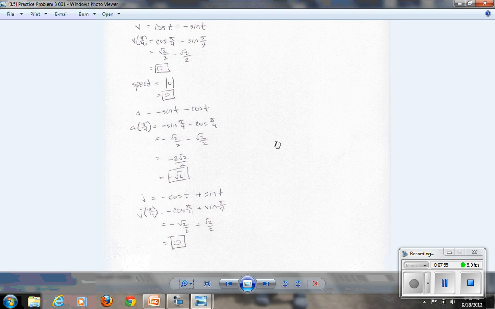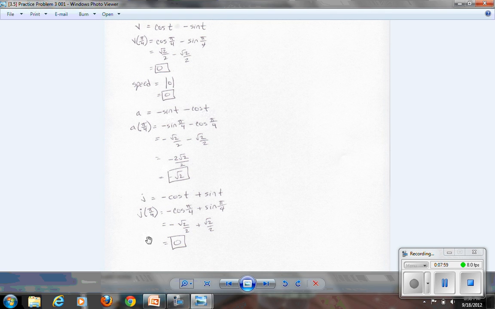If I then go ahead and take a look at my acceleration equation and take the derivative of that, I'll get jerk. So here, negative sine derivative will be negative cosine t, plus derivative of cosine is negative sine, so negative of negative makes it a plus sine t. I plug in the pi over 4, it came out 0. And that was our last one. Okay, thank you.